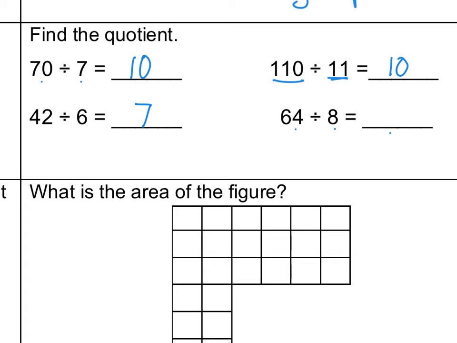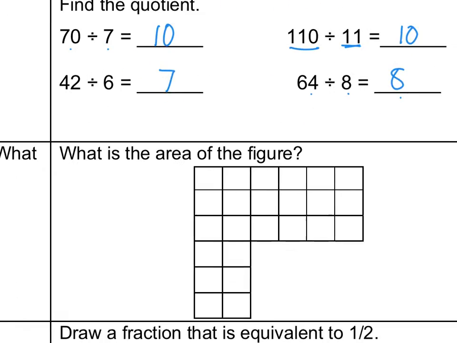Something times 8 is 64. 8 times 8 is 64.